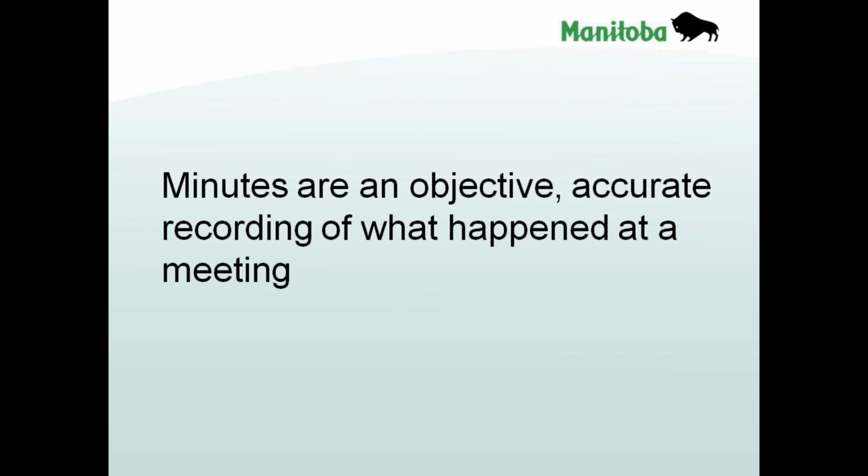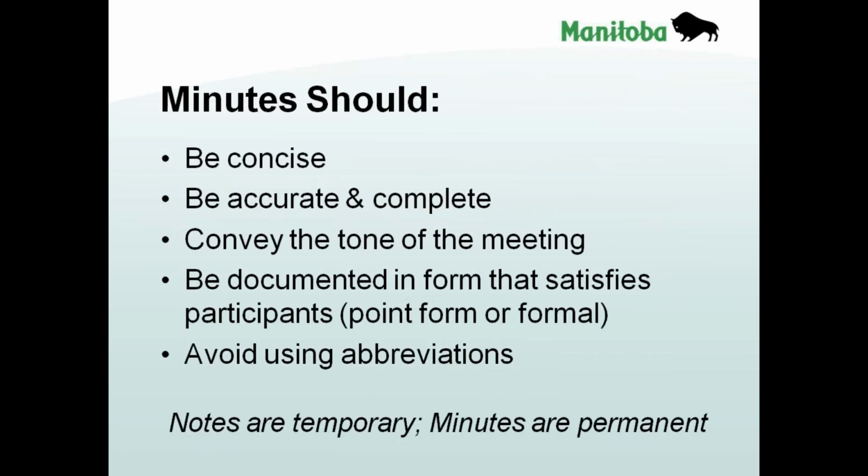Regardless of the type of minutes used, there should always be an objective recording of what happened at a meeting. Minutes should be concise. A good example would be 1 to 2 pages of minutes for a 1-hour meeting. 5 pages would be too much for the same length of meeting. They should be accurate and complete and convey the tone of the meeting.